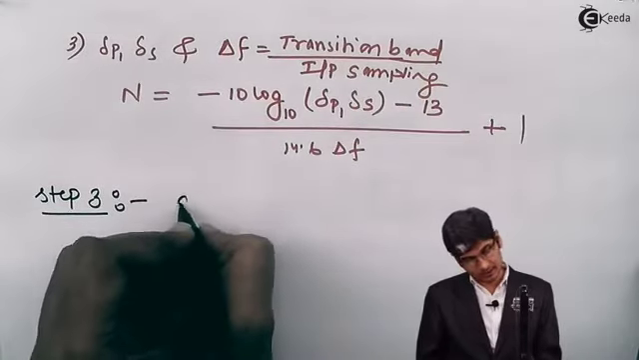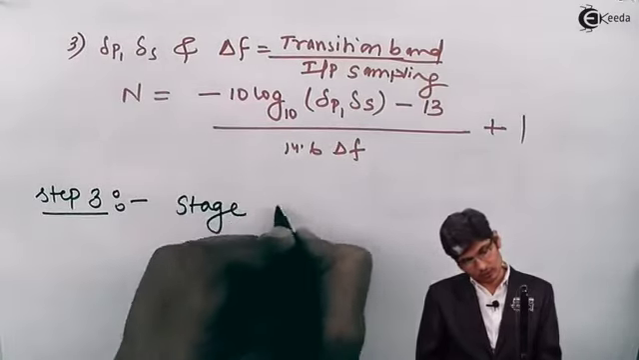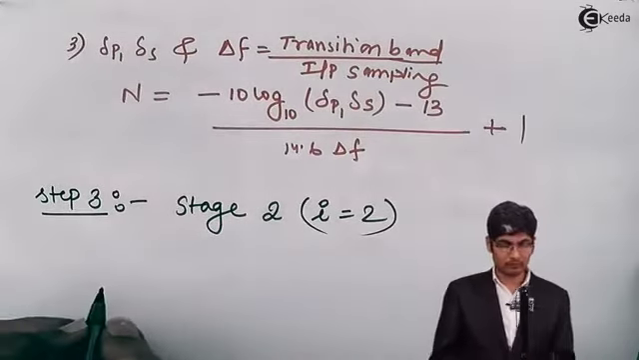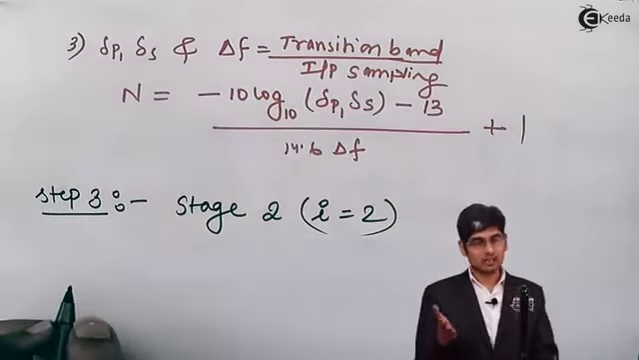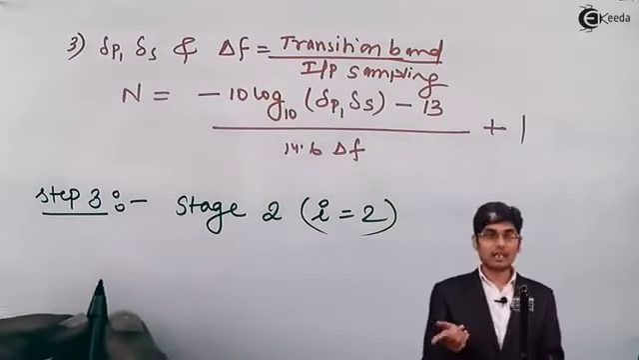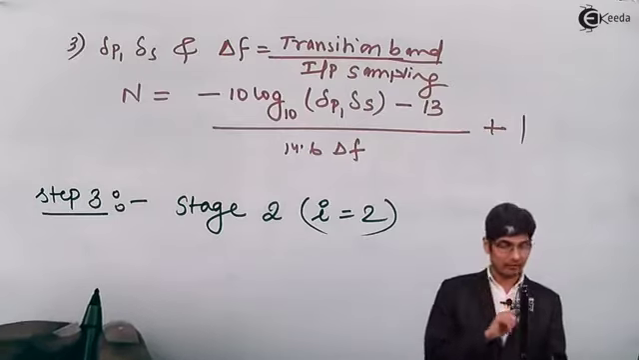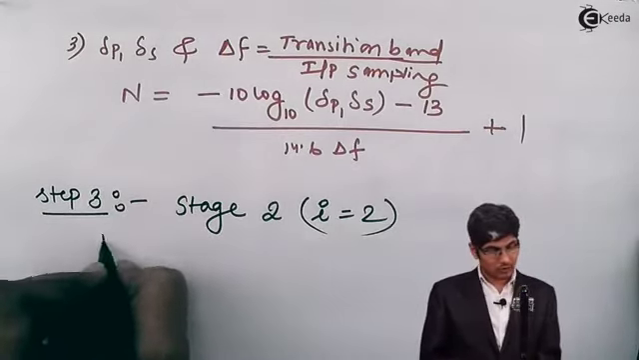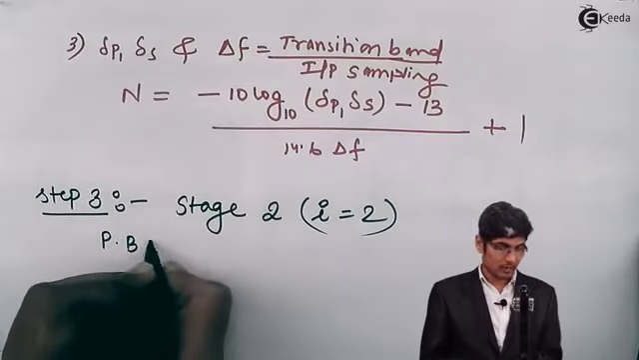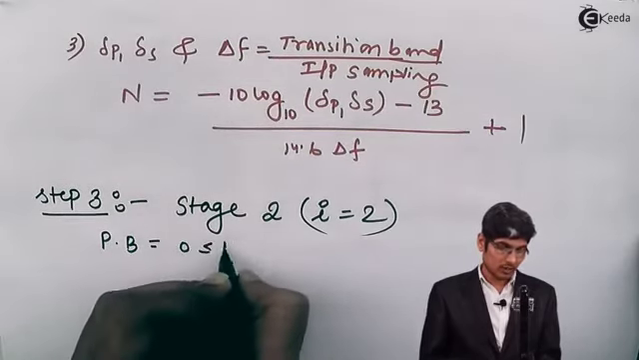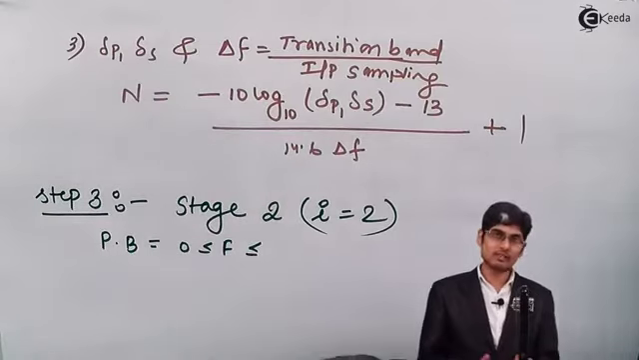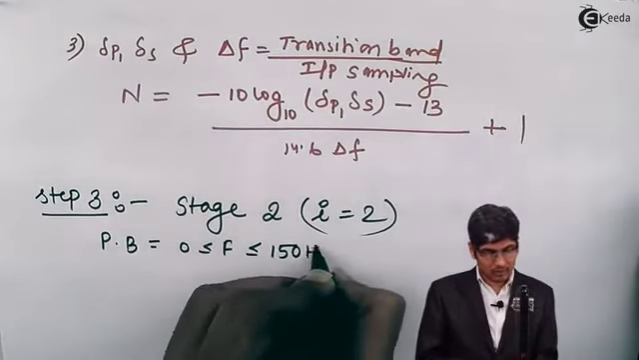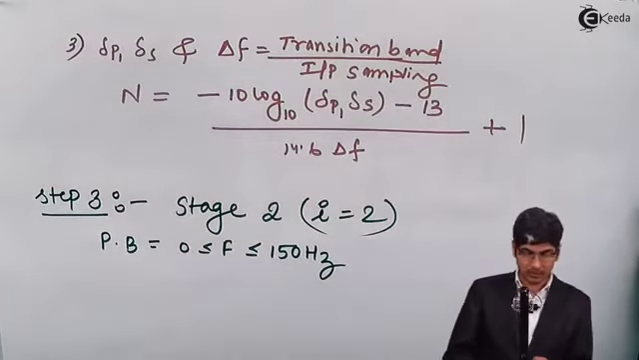Okay, now we are at stage 2. Here my i will be equal to 2. Correct. Now let us find again FSC and FPC. So for stage 2, the pass band will be 0 less than or equal to f less than or equal to FPC. It is the same as that of the previous one. And what is FPC? FPC is 150 Hertz, isn't it?